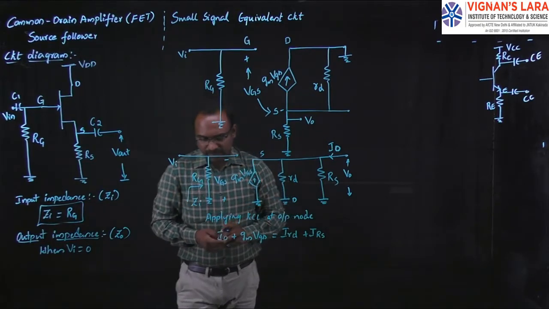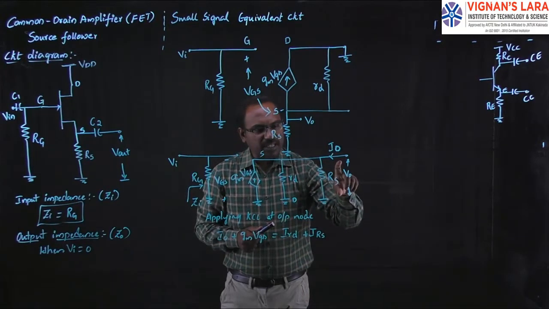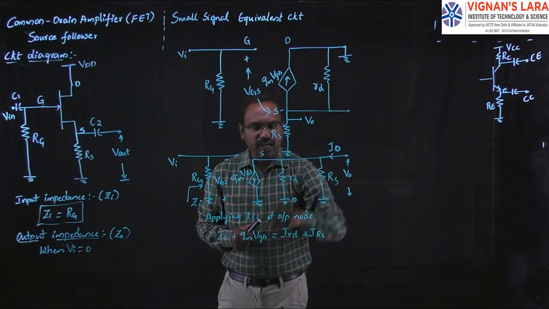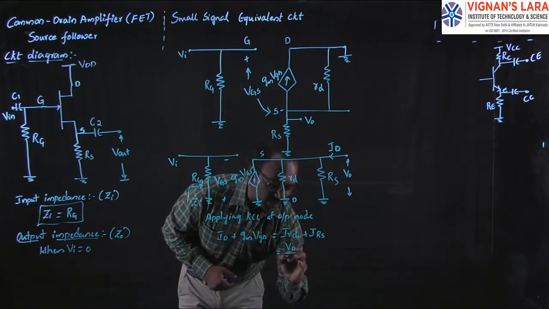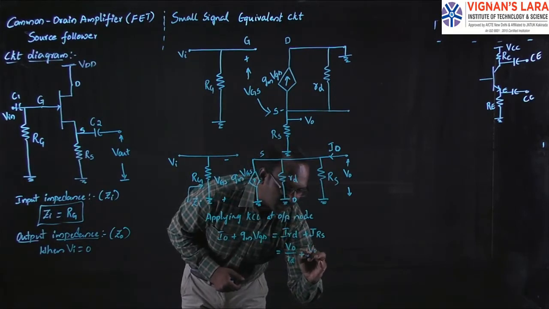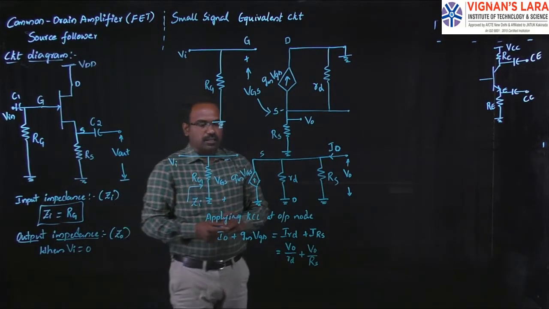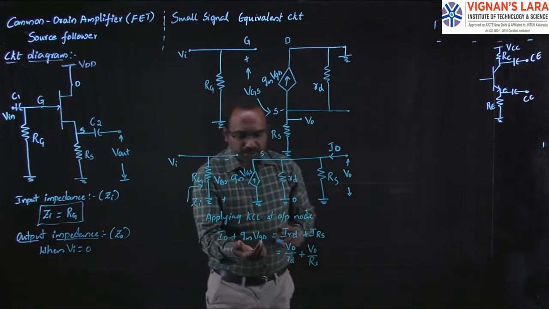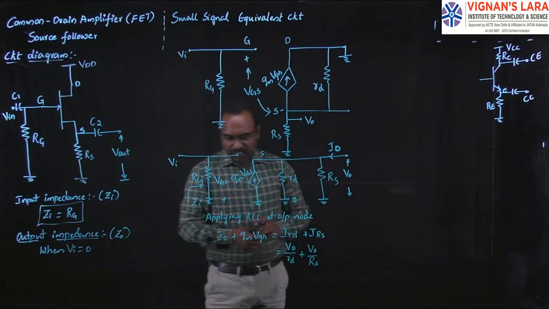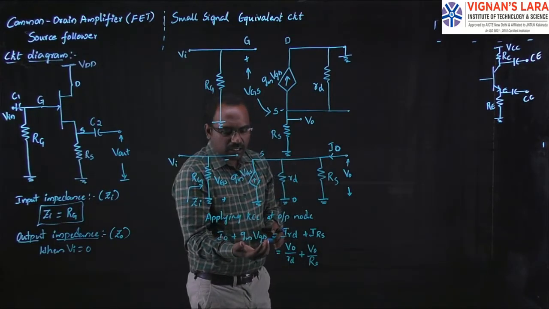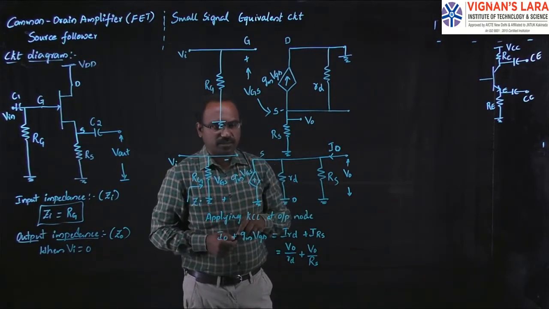Right? So here, the voltage drop across this V0 is the same across RS and the same across RD. So I will write this equation as V0 by RD plus V0 by RS. And similarly, gm VGS. Here, VGS is nothing but the drop across these two terminals, right?